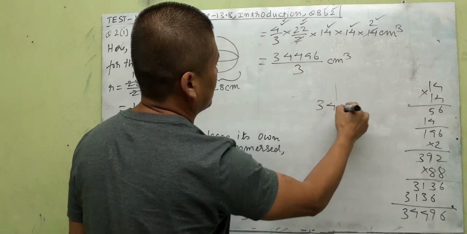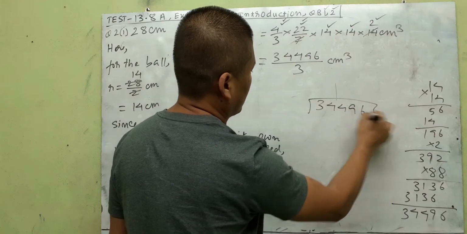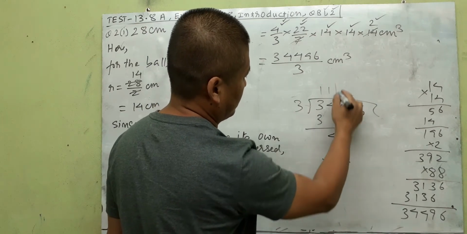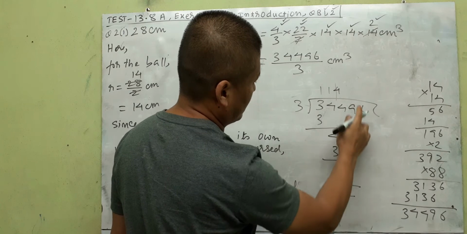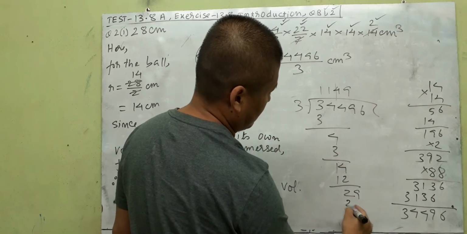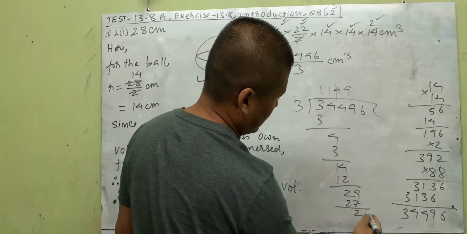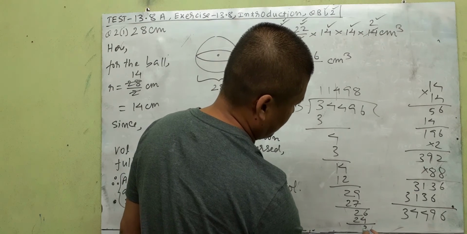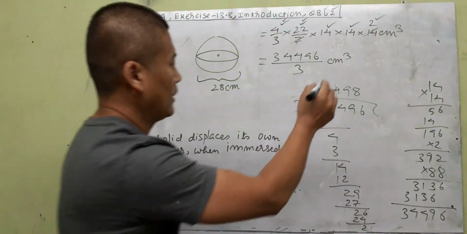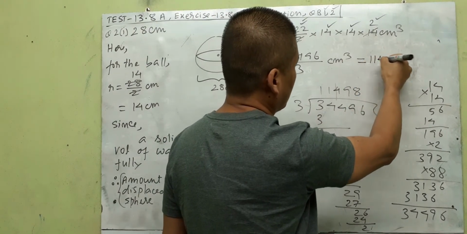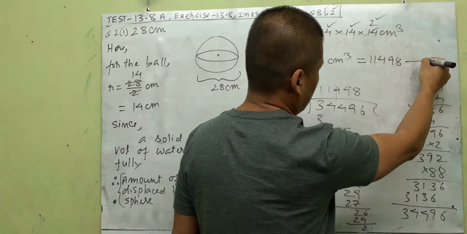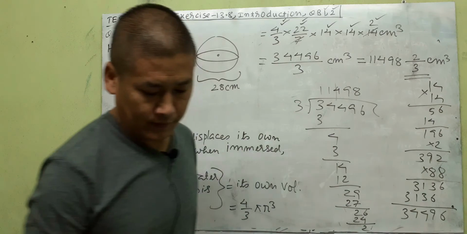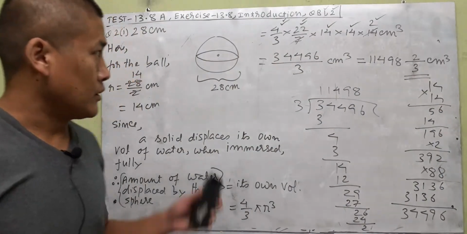So 3 4 4 9 6 divided by 3: 3 1s are 3, next 4, 3 1s are 3, next 4 again, 3 4s are 12, 2 remainder, then 9 will come, 3 9s are 27, 2 remainder, and 6 here. So 3 8s are 24, and then here 2 remainder. No more digits, so just stop and let us write the mixed fraction form like we did a moment ago. 1 1 498 remainder 2 divided by 3 centimeter cube, like the textbook answer. Okay, so that is your answer for this.